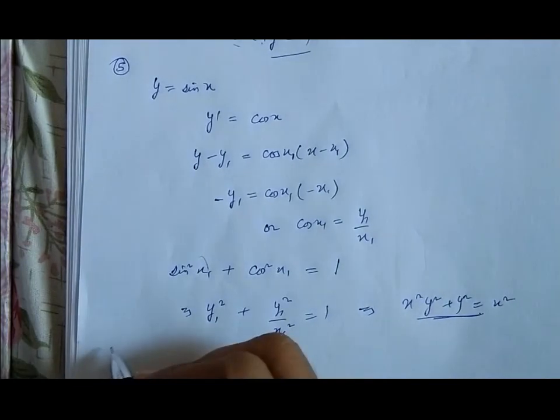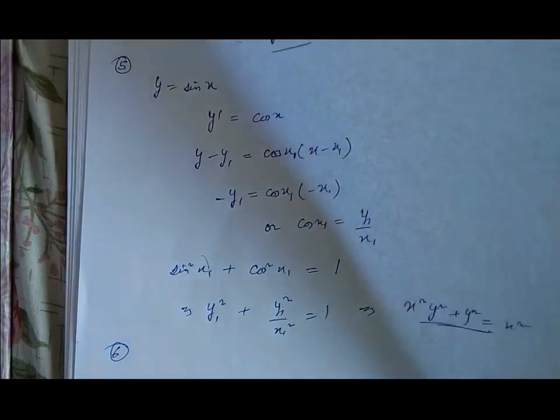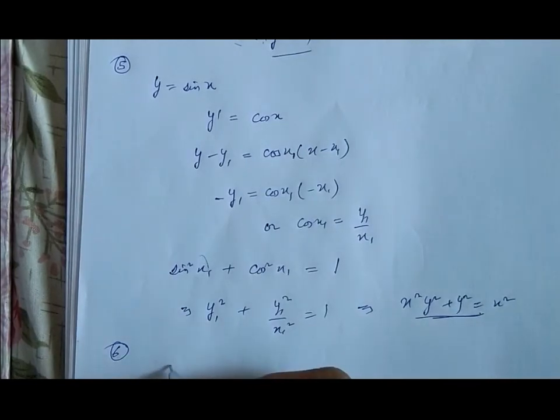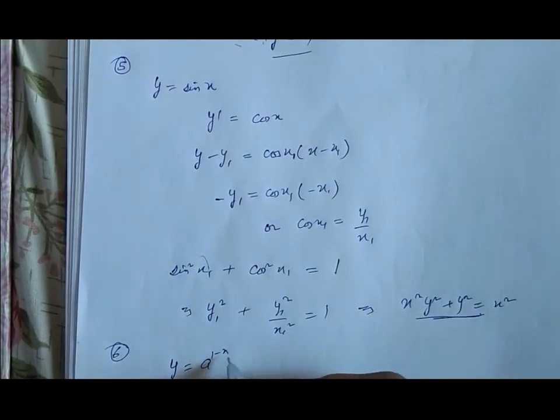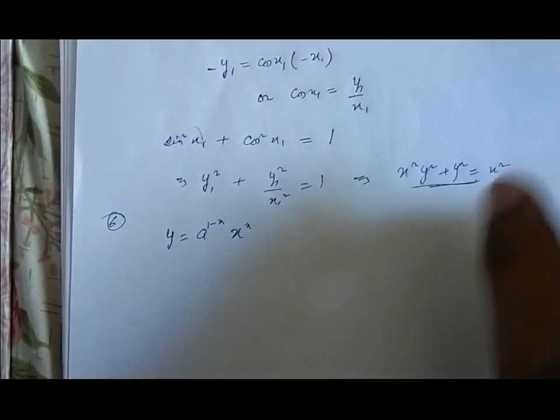Okay, moving on to the next question, question number 6. What should be the value of n in the equation of the curve so that the subnormal may be of constant length? So y is equal to a to the power 1 minus n times x to the power n. So let's calculate y dash first.